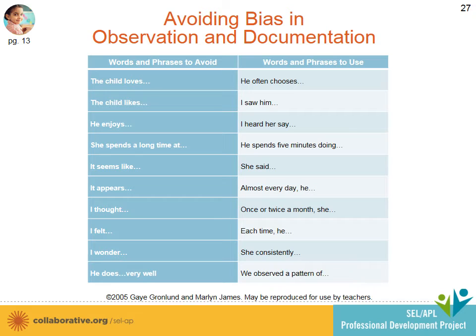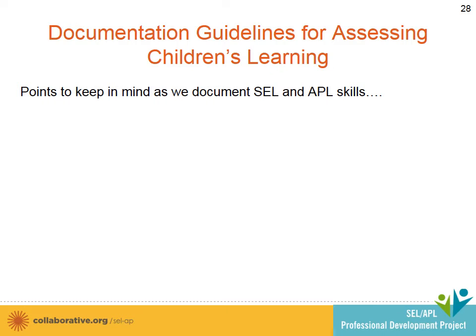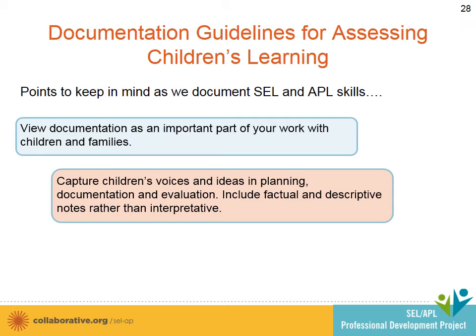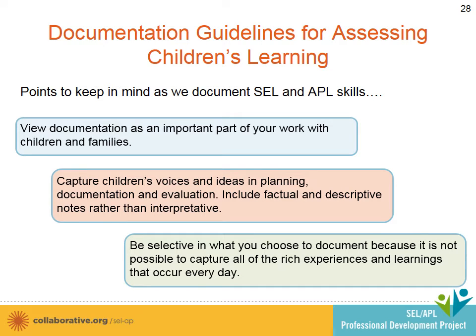Please look at the Course Resource Booklet 1 on page 13 for this resource, which helps educators avoid bias in observation and documentation. We need to document children's SEL and APL skill learning to gather and analyze information about what children know, what they can do, and how they understand it. All this is part of an ongoing cycle that includes planning, documenting, and evaluating children's learning. Documented records of children's assessments and evaluations can be effective ways to support and extend children's thinking, learning, and development.